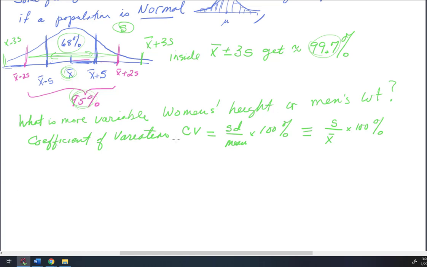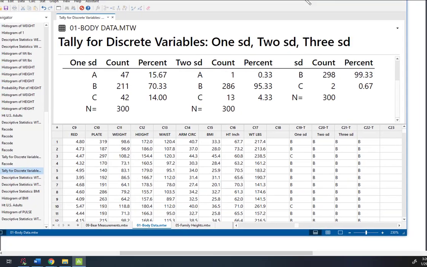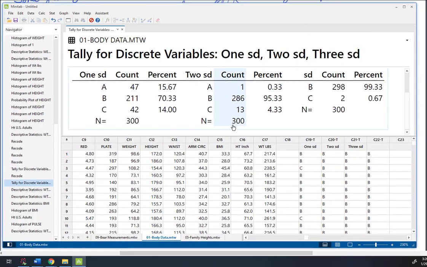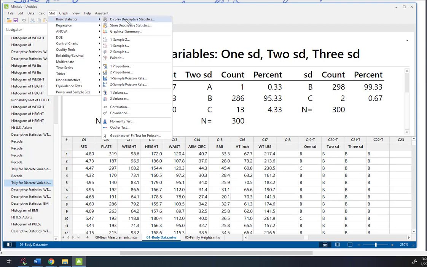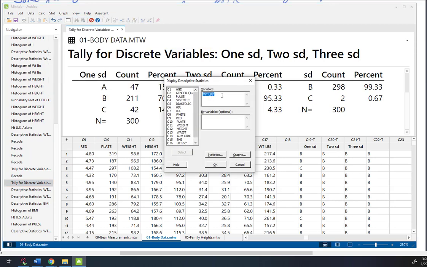Now, from two unlikely sources like women's height and men's weight, I can calculate the coefficient of variation for each, and then I can compare those, and I can say, oh, this one has more variability, or that one has more variability. And let me do that for you just real quick using Minitab, and you'll start to get the feel for what a great tool this is. So we're going to do some statistics, and they're basic and descriptive statistics.